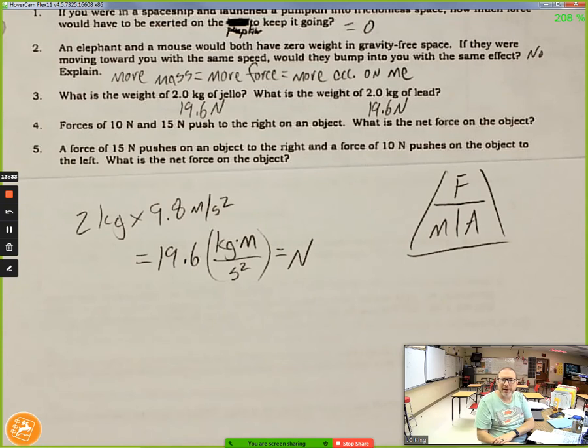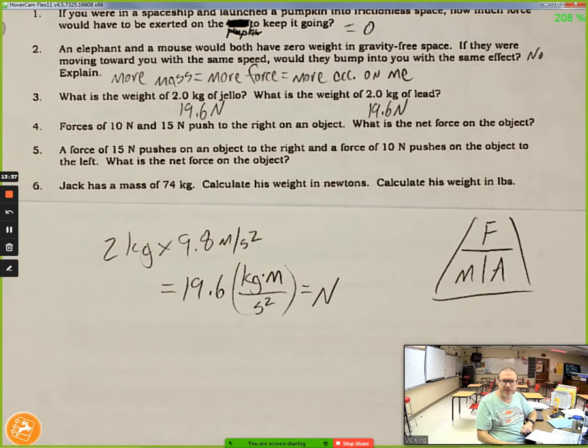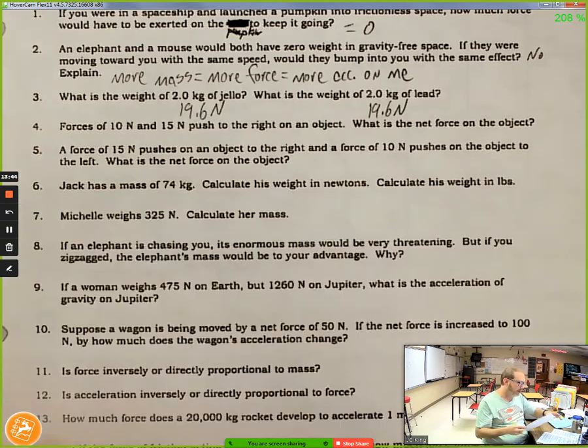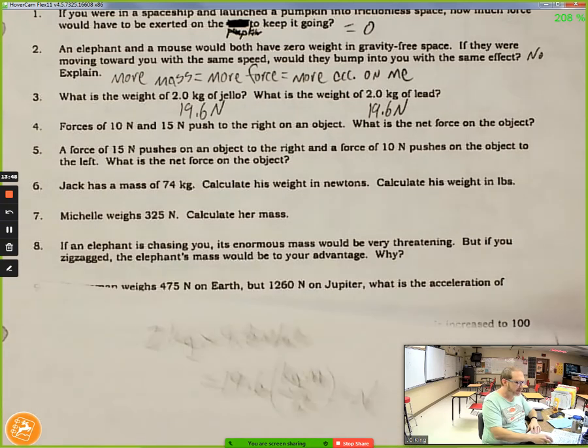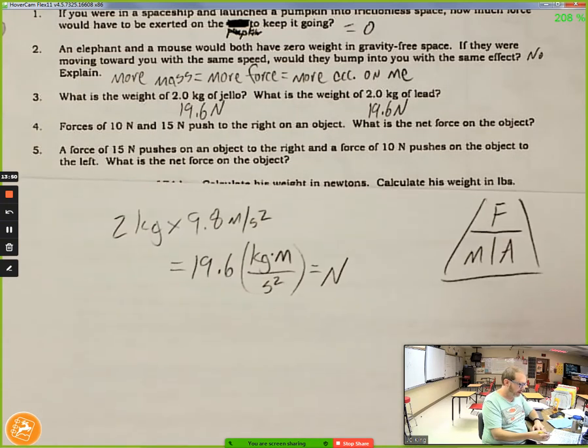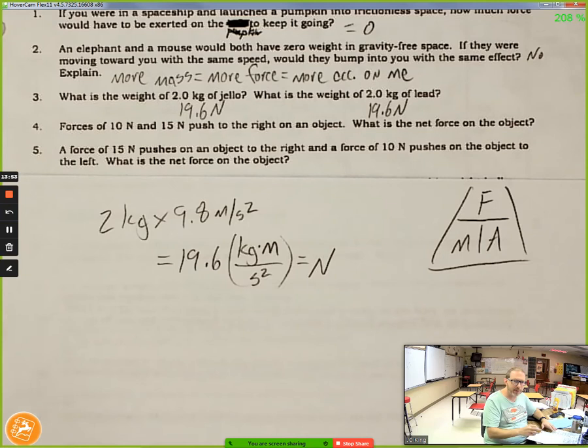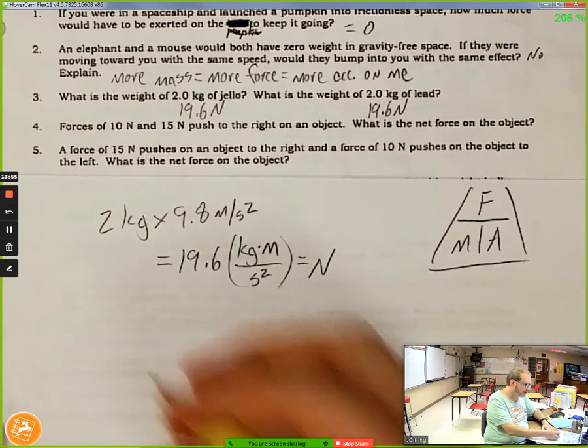Okay, now I'm glad this is coming up because we did have some questions about net forces. Forces of 10 newtons and 15 newtons push to the right on an object. What is the net force on the object? Net force simply means total force. And I'm glad that this came up. I think Tatum had a question about this.